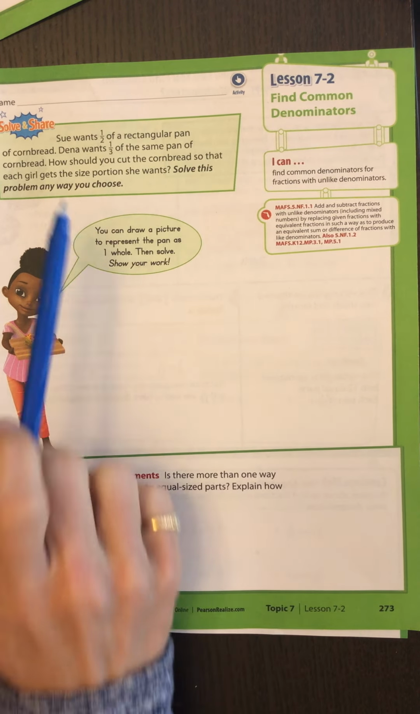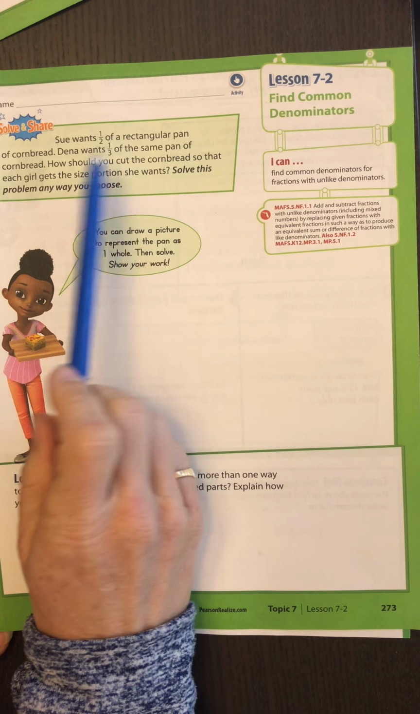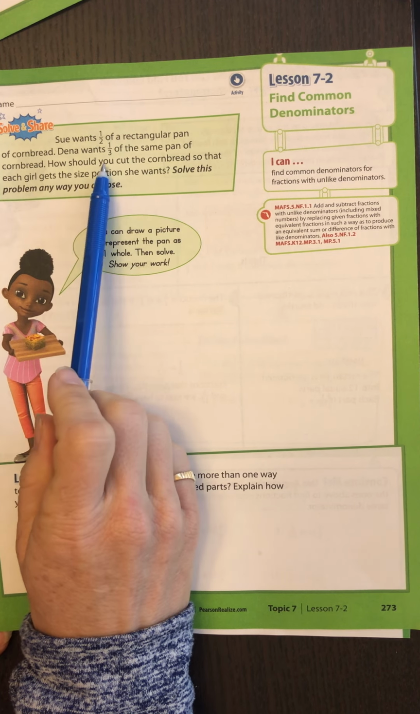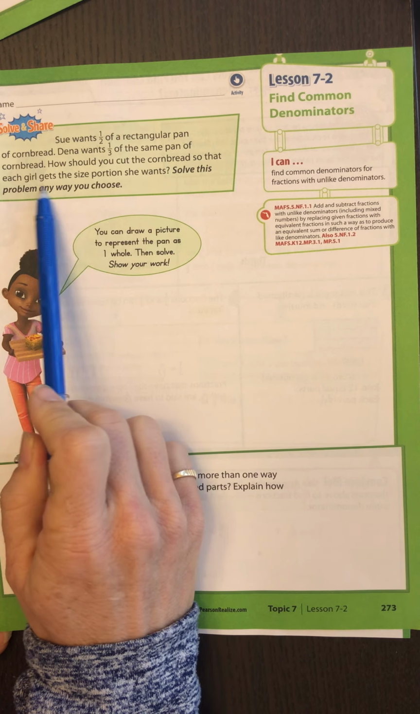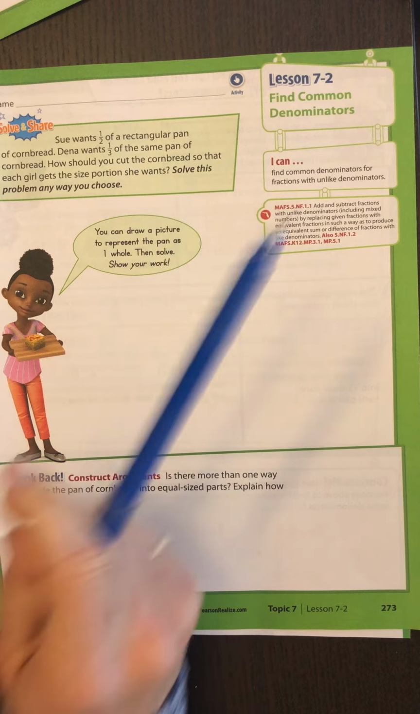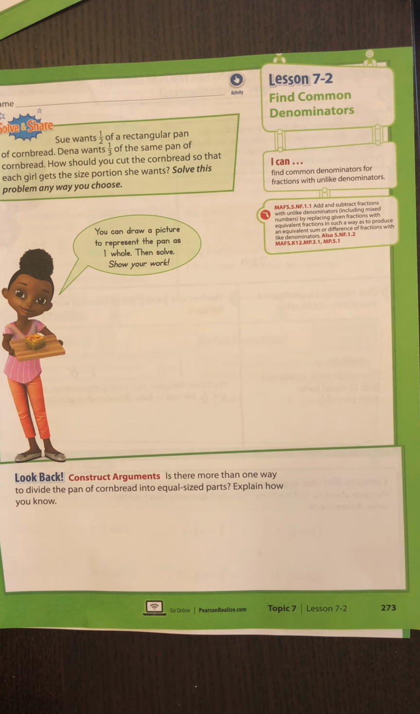Solve and share. Sue wants half of a rectangular pan of cornbread. Dina wants 1/3 of the same pan of cornbread. How should you cut the cornbread so that each girl gets the size portion she wants? Solve this problem any way you choose.